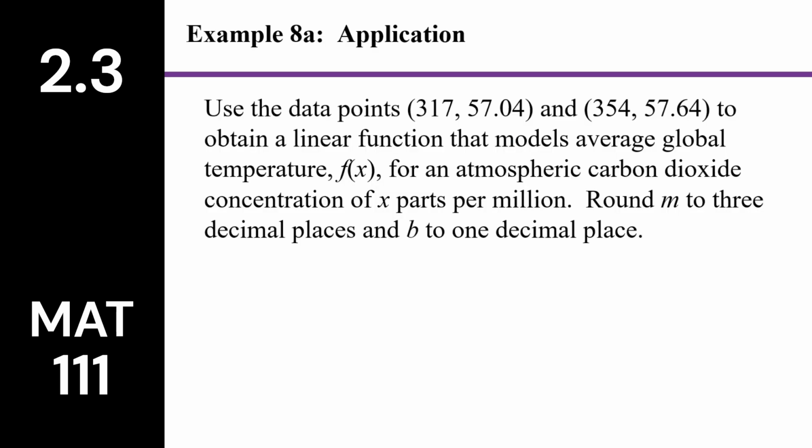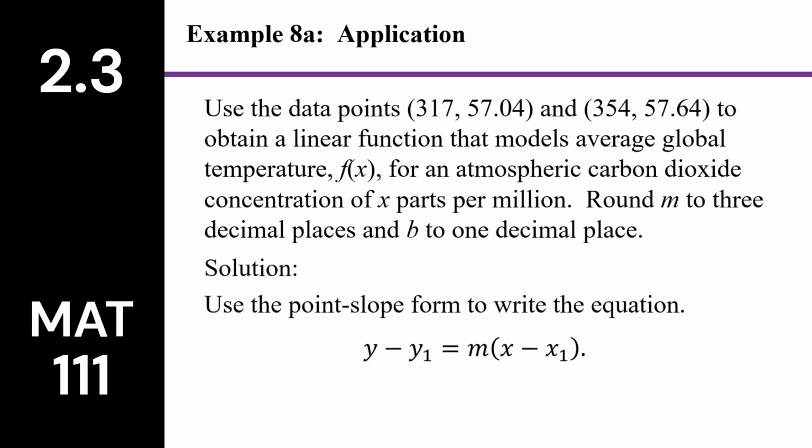Now let's look at an application problem. This one says use these points to obtain a linear function that models average global temperature, f of x, for an atmospheric carbon dioxide concentration of x parts per million. Round m to 3 decimal places and b to 1 decimal place. Well, to write the equation of a line, we use point-slope form. That was the form that we said is the most useful for getting things started.